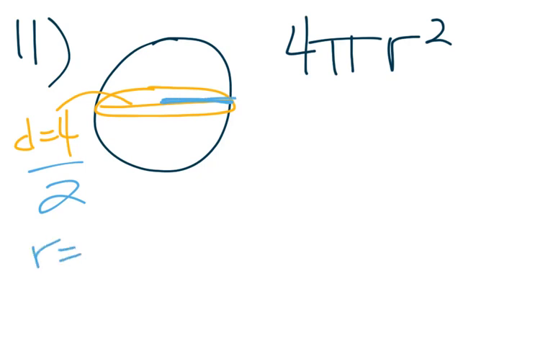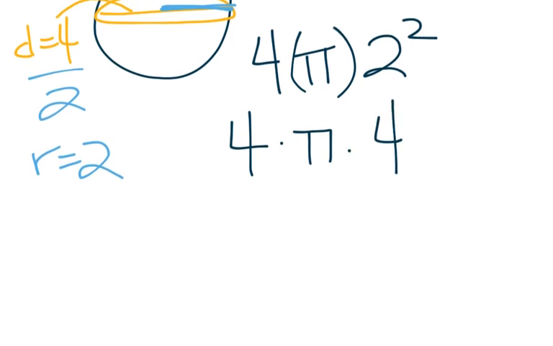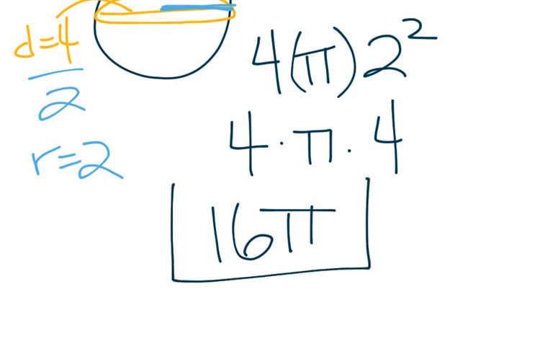That means our radius is 2, and now we can plug it into the equation. So we have 4 times pi times 2 squared. That's 4 times 4 is 16 times pi. So the surface area of this sphere is 16 pi.